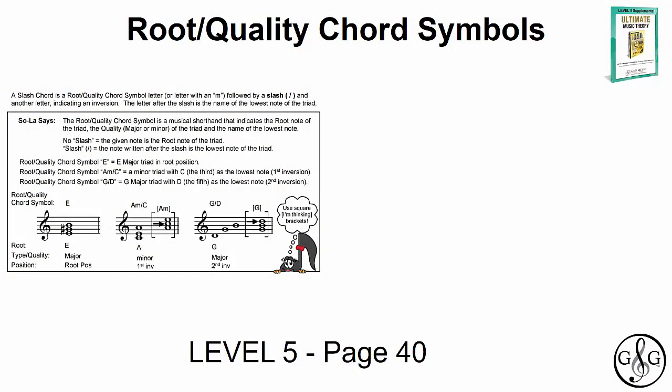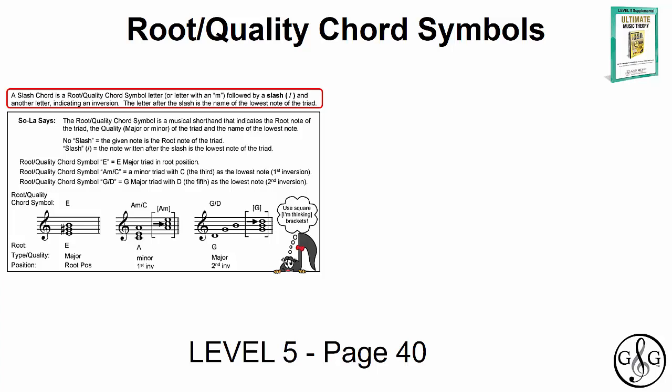In level 4, students learned about root position chords and root quality chord symbols. Now in level 5, on page 40, students are learning about chords or triads in root position and inversions. So that's new to this level, level 5. These root quality chord symbols now include the slash chord. Now, the slash chord is a root quality chord symbol, a letter, or a letter with an M, of course, which means minor, followed by a slash and another letter. And that letter is indicating an inversion.